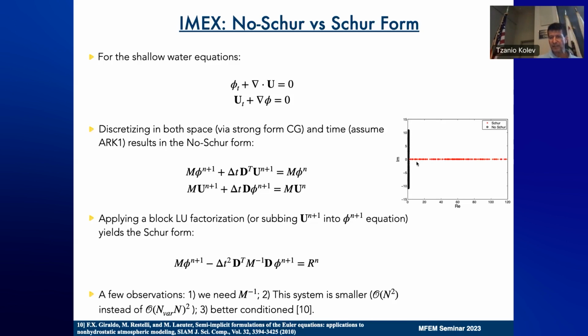Sorry, this scale is wrong. This scale is not right. The condition number between these two systems is vastly different, something on the order of 100 to close to 1 million. The other important thing is that you also have a smaller system, right? Because in the original system, if you have n degrees of freedom or n grid points, and in this case you have two variables, you have a 2n by 2n system. This system here will just be n by n.